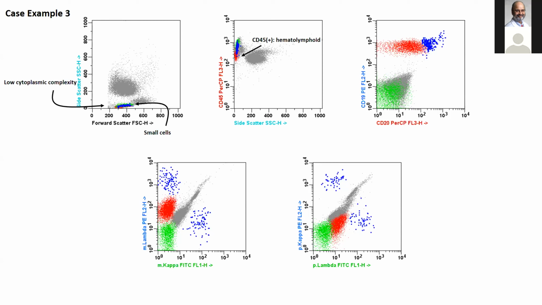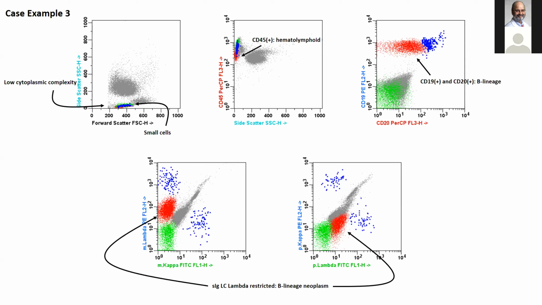They are nicely CD45 positive, so they are hematolymphoid. They express both CD19 and CD20, so they're likely to be B lineage. Here we can see that they do express surface immunoglobulin light chain and that they're restricted. And on the monoclonal preparation, they have nice dim expression of lambda. On the polyclonal preparation, they either show dim to negative expression of surface immunoglobulin, and it would be negative for lambda.